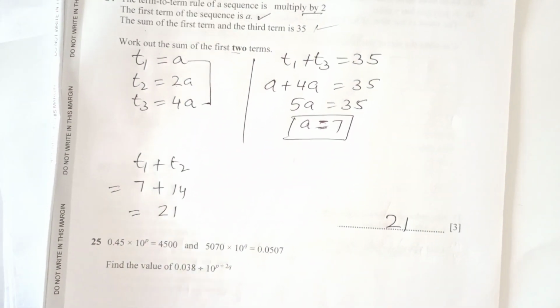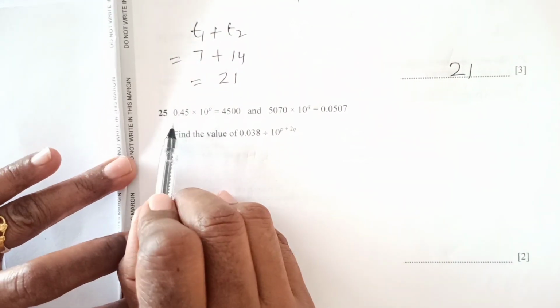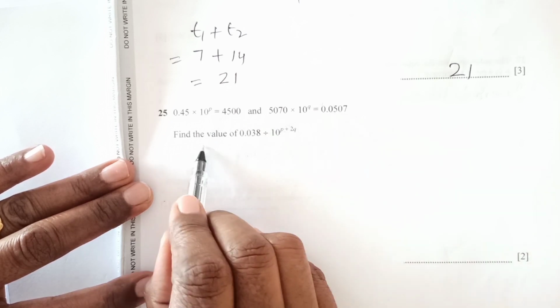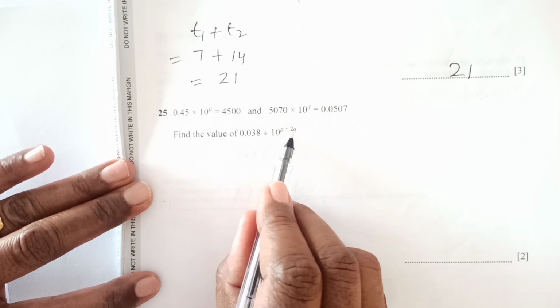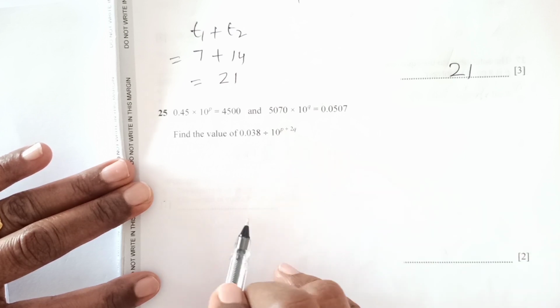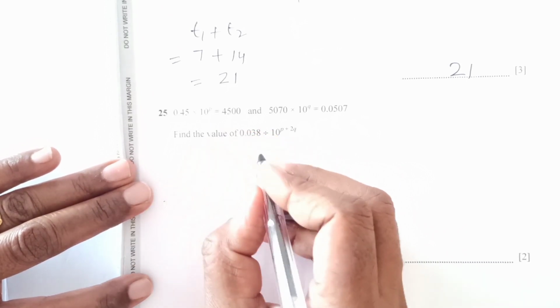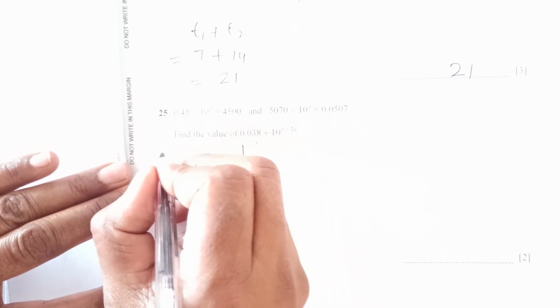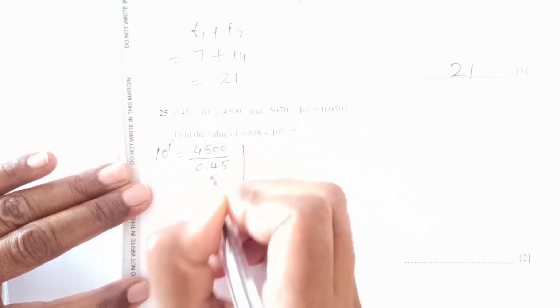This is easy. Now number 25, this is also a tricky question. 0.45 times 10 to the power p equals 4500, and find the value of 0.038 times 10 to the power p plus 10 to the power 2q. So we need to have the value of this first of all. So I will divide it into two parts here. From here, the first one, 10 to the power p is going to be 4500 over 0.45, right?